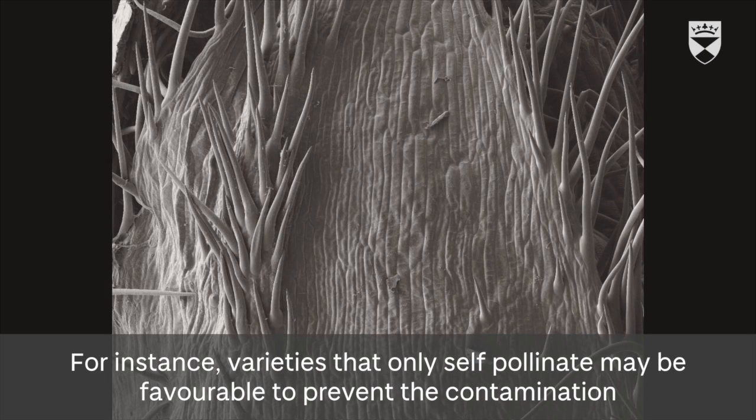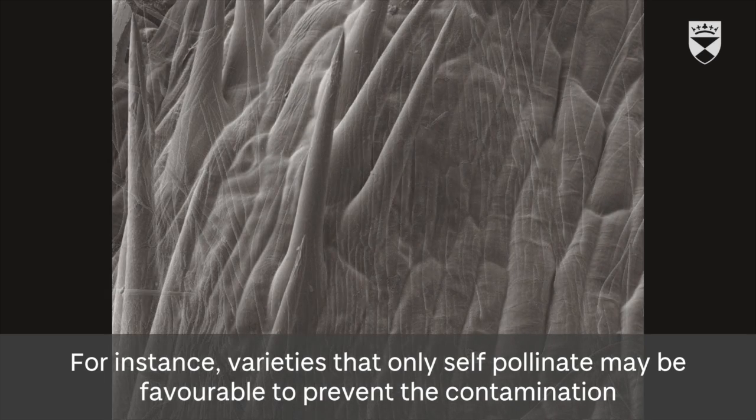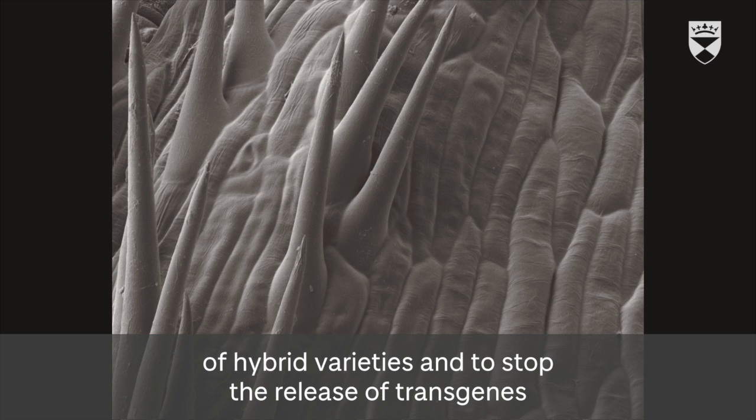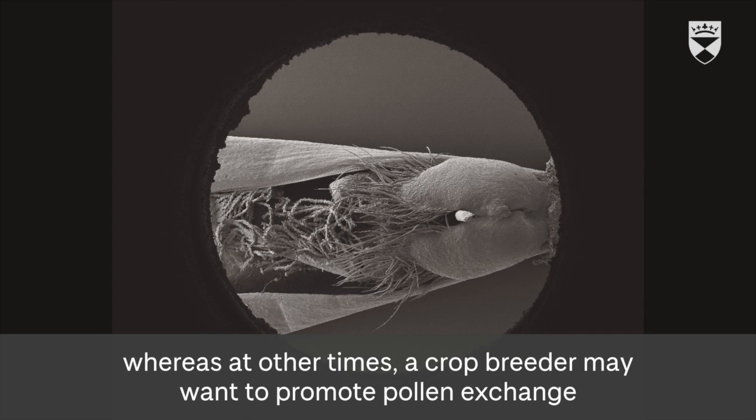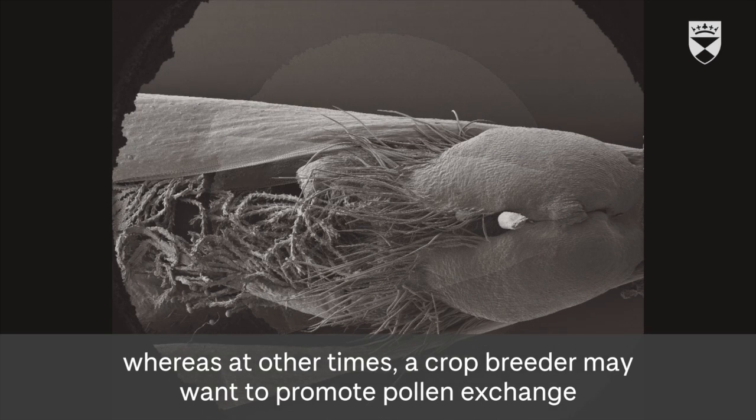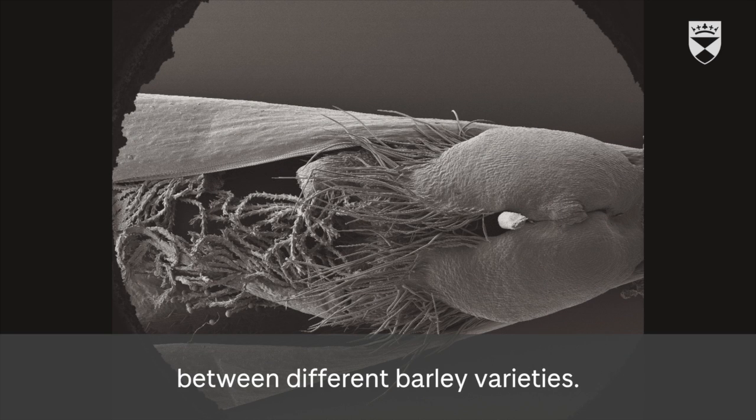For instance, varieties that only self-pollinate may be favourable to prevent the contamination of hybrid varieties and to stop the release of transgenes, whereas at other times, a crop breeder may want to promote pollen exchange between different barley varieties.